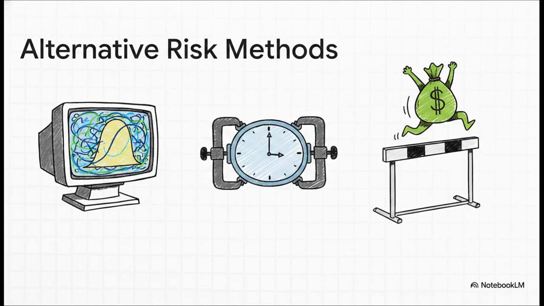Second, we have adjusted payback. This one's simple. You just shorten the required time frame. If a project feels too risky, management might demand their money back in 3 years instead of 5. Makes sense, right? And finally, risk-adjusted discount rates. This is where you penalize risky projects by applying a higher discount rate. You're creating a much higher hurdle for the project's present value to clear before anyone signs off on it.